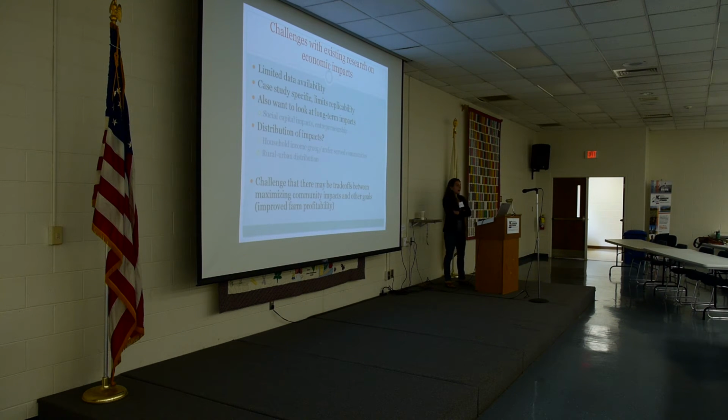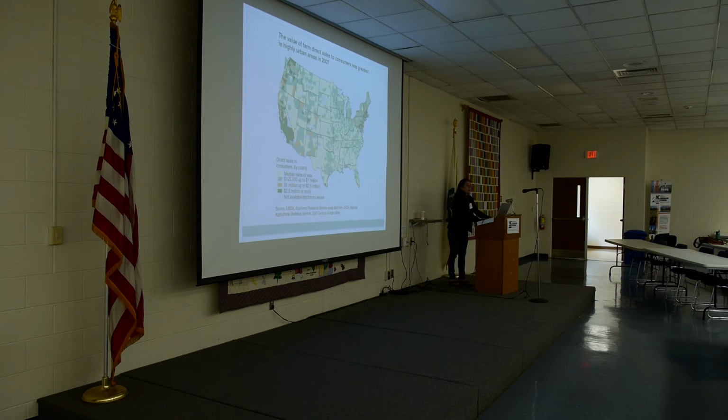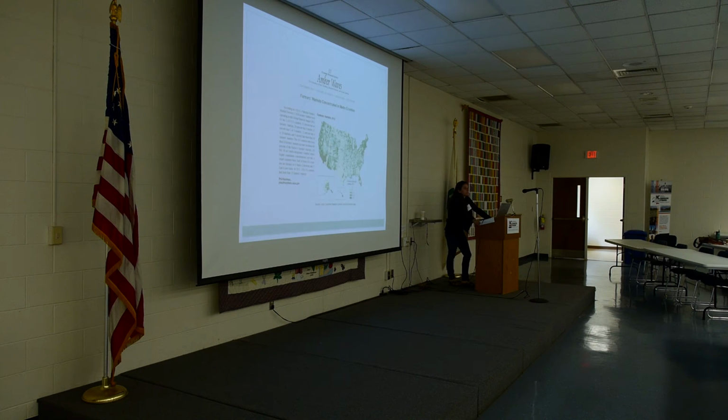We also know now from national data that local and regional food system activity is concentrated in urban areas, right? And there's tons of evidence to show this. So we know the value of farm direct sales to consumers was greatest in highly urban areas. This is a little bit old, but here's one about farmers markets concentrated in metro counties. But the question is, how do local and regional food systems actually impact rural communities and economies?